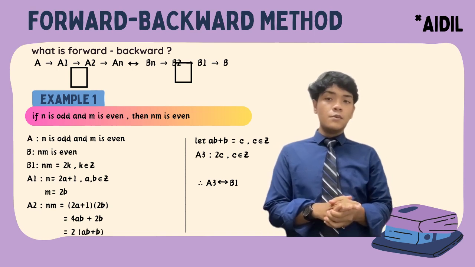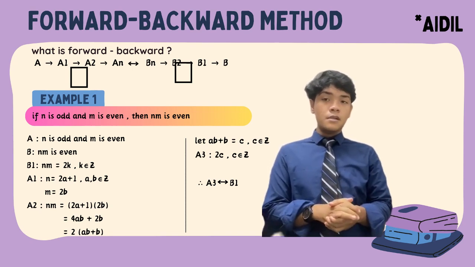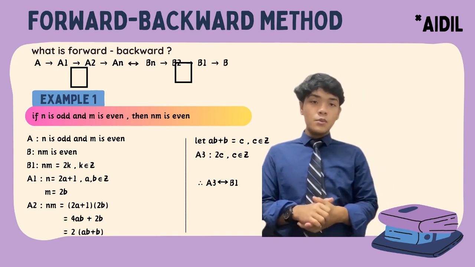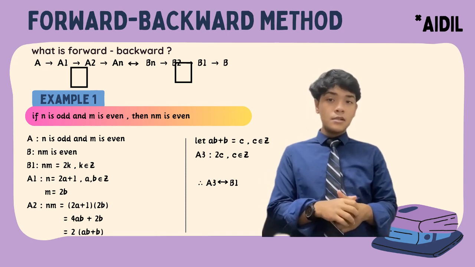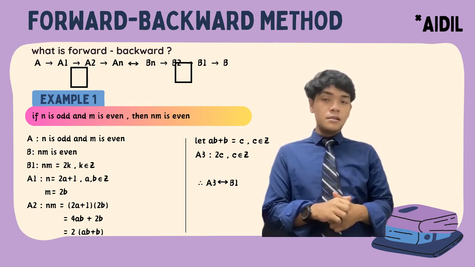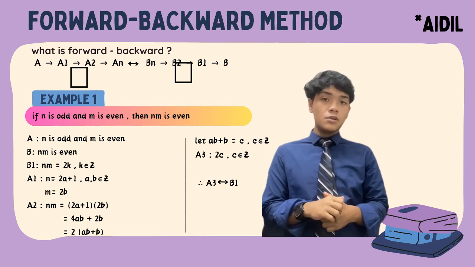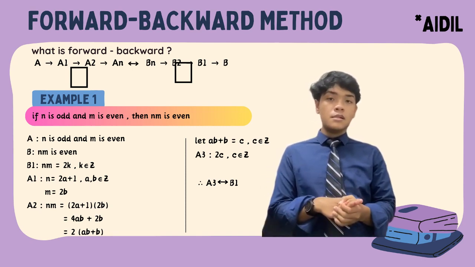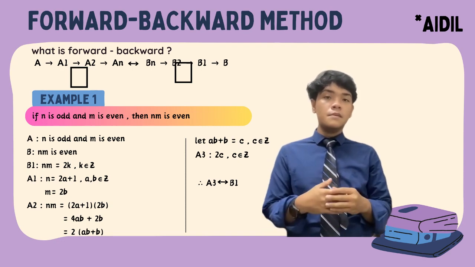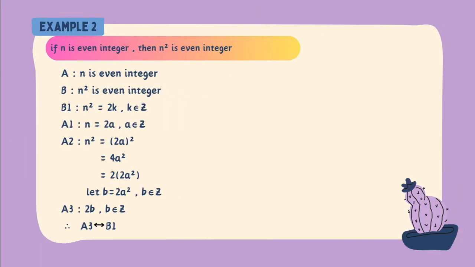So from A1 we will get A2, nm equal to 2a plus 1 multiplied by 2b. Then we expand it and we will get 4ab plus 2b. Then we factorize it to 2 times ab plus b. Then let ab plus b equal c, then A3 will be 2c, c an element of the integers, so we get A3 equivalent to B1.